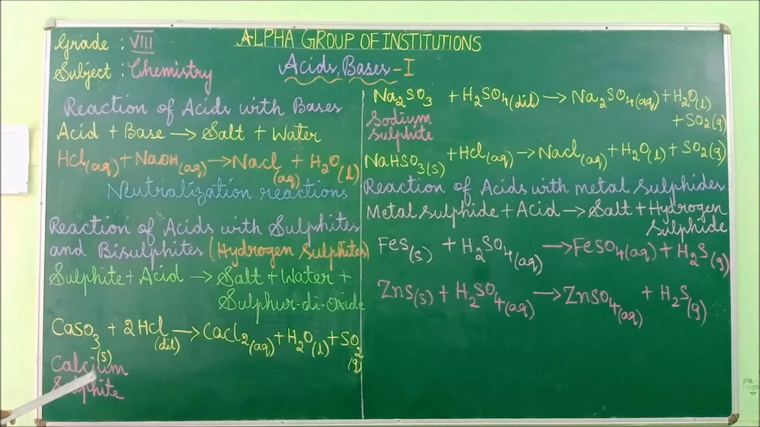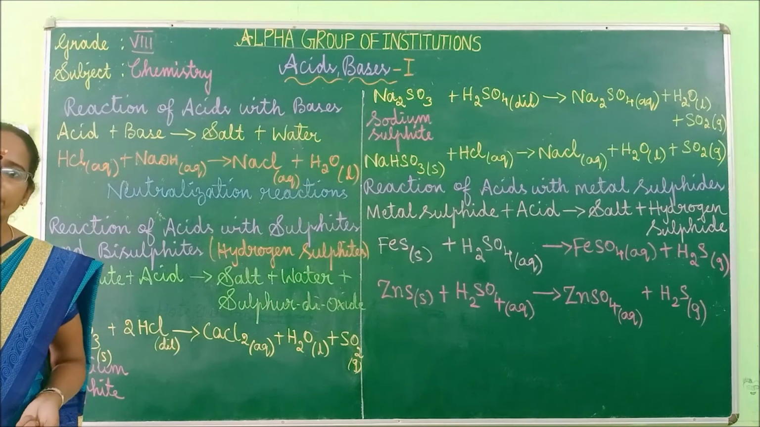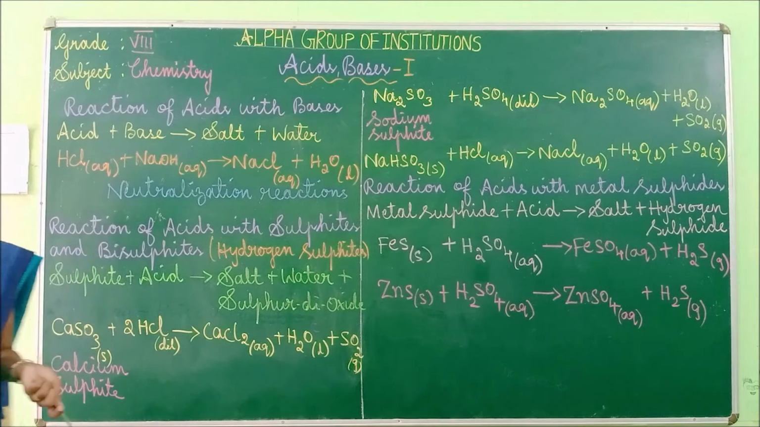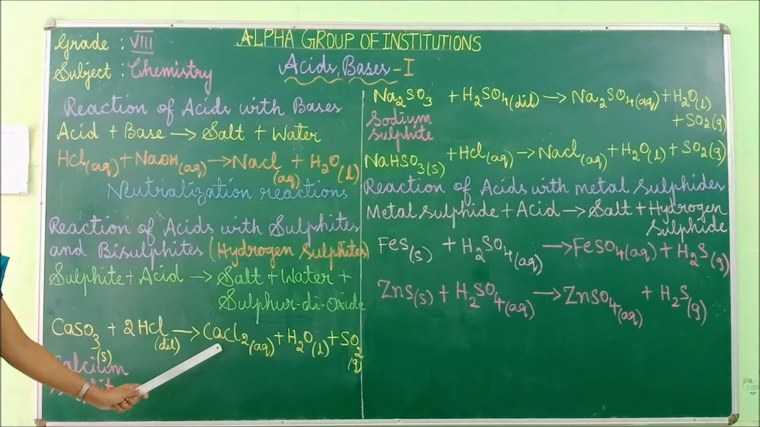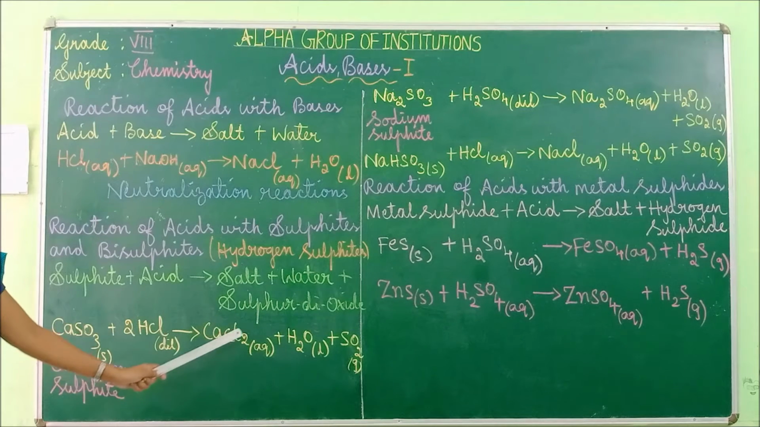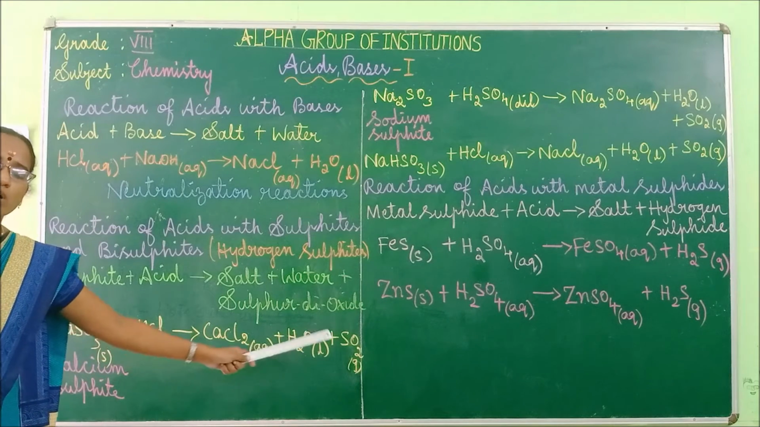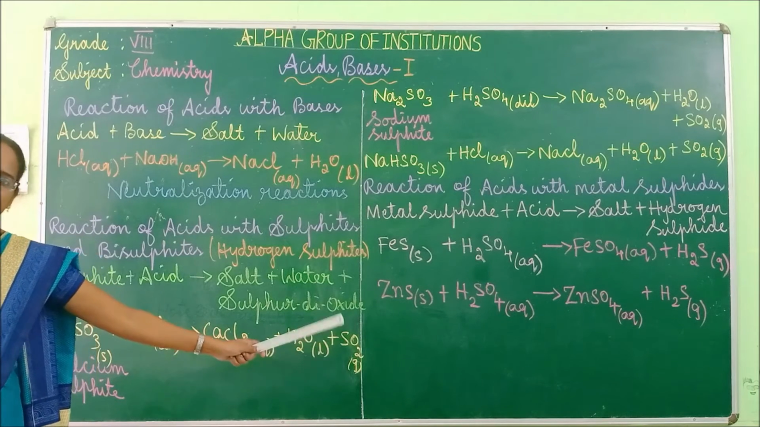Calcium sulfite is a solid. CaSO3 is calcium sulfite. This is a solid substance. When it reacts with 2HCl, it is a dilute acid, not concentrated HCl. Dilute HCl means it is dissolved in water. HCl gives CaCl2. CaCl2 is calcium chloride, which is also an aqueous solution. Along with that, H2O plus sulfur dioxide gas will be released.